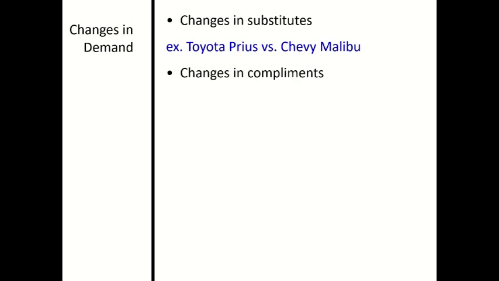Changes in complement. A complement is something that comes with something else. A complement to a vehicle may be tires. Another complement to a vehicle is gasoline. So it's something that comes with something else. So battery power: if you now can include more battery power in your vehicle, that reduces the demand for gasoline.